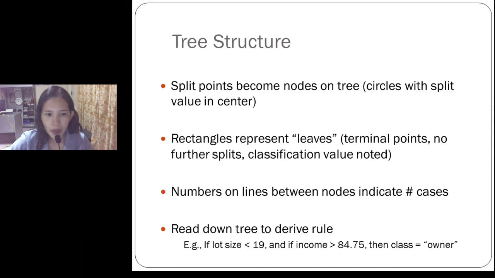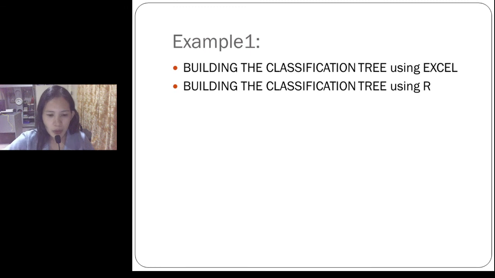For example, this is an example of a rule derived from a classification tree. If lot size is less than 19 and if income is greater than 84.75, then the class is equal to owner. So I'm going to show you how we build the classification tree given the formulas that we showed earlier.